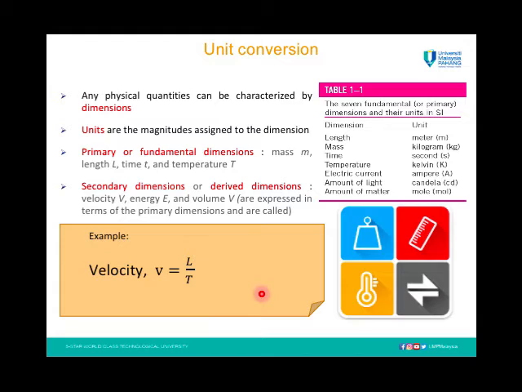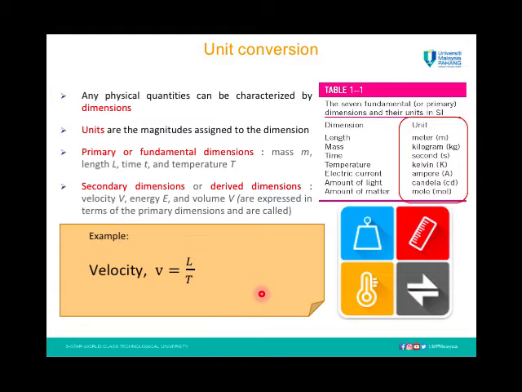Any physical quantities can be characterized by dimension. As shown in table 1 here, this is dimension column. So we can see here, length, mass, time, temperature, etc. are the examples of dimension. So how about units? Units are the magnitudes assigned to the dimension. Let's go back to table 1 here, and here is the column for unit. So unit for dimension length is meter, kilogram for mass, second for time, etc.